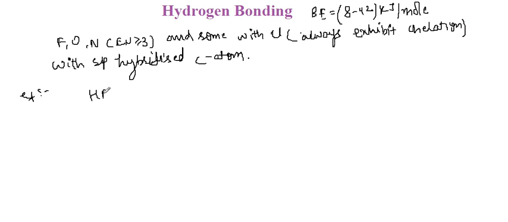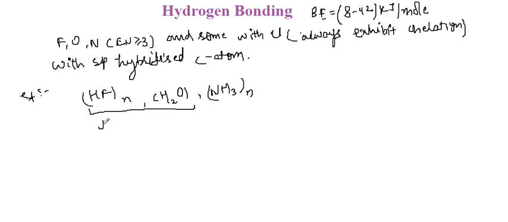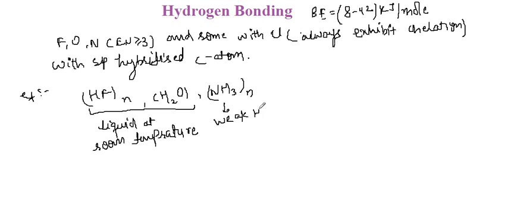Examples like HF, hydrogen fluoride, H2O, and NH3, where hydrogen is directly attached to a more electronegative atom like fluorine, oxygen, and nitrogen. HF and H2O are liquid at room temperature, which denotes that they have very strong hydrogen bonding. And ammonia has weak hydrogen bonding, so that is a gas at room temperature.